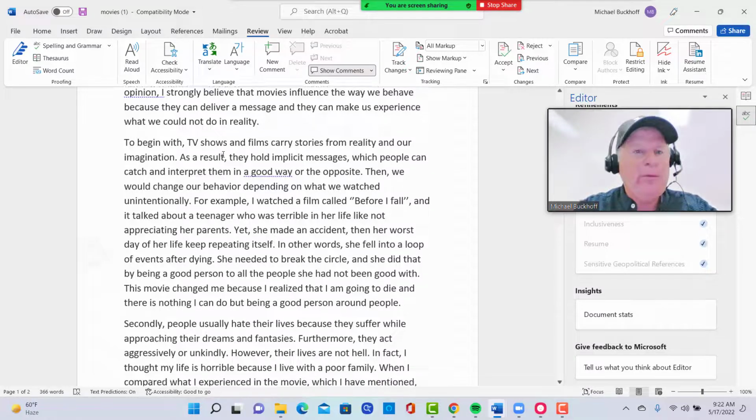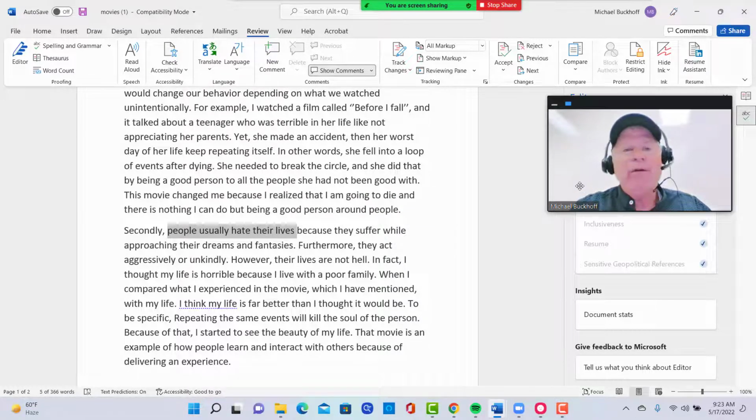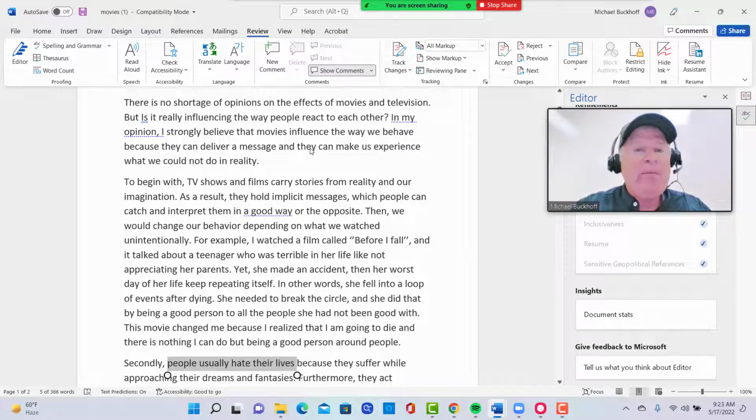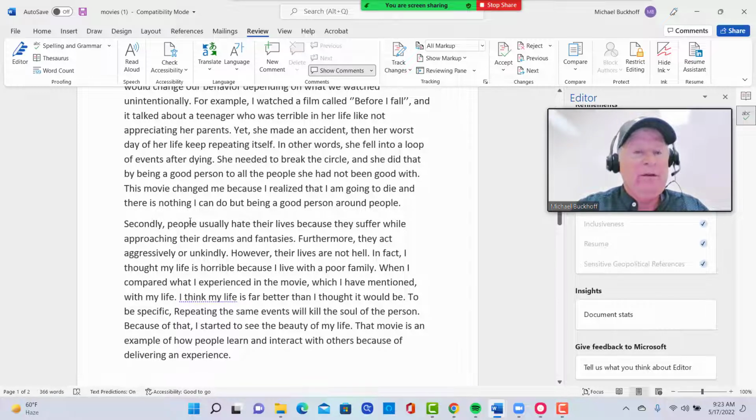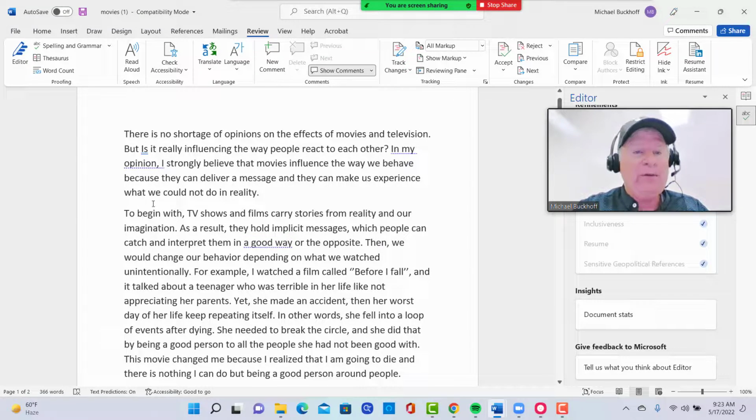And they make us experience what we could not do in reality. People usually hate their lives because they suffer while approaching their dreams and fantasies. But the problem is this is more of a statement or observation, but not really an argument. Remember that you're trying to argue here. If you go to the beginning, you're saying that movies and television can make us experience what we cannot do in reality. But you don't really mention anything about movies or anything about television here. So this topic sentence doesn't connect back to your thesis. Let me take a look at the other one.